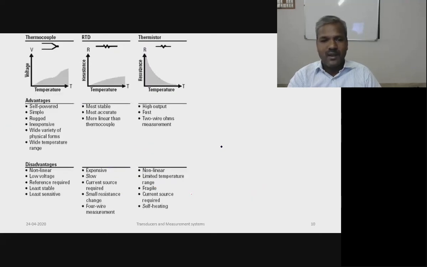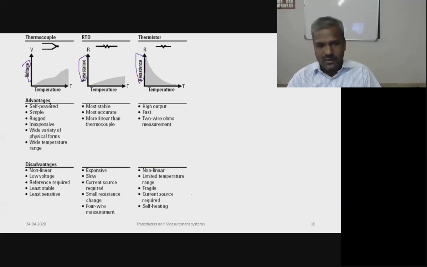So we can compare the thermocouple, RTD and thermistor in terms of advantages. This is a very, very important comparison, and this can be asked as 4 more questions. Thermocouple output is voltage, RTD output is resistance, thermistor output is also resistance.